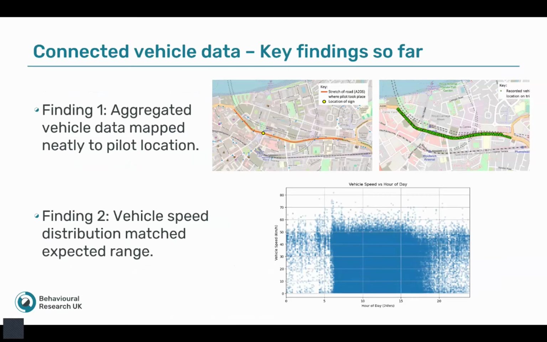So key findings so far, and we're working on publishing this by the end of the year, but it's all currently being looked at. So the first finding is that the aggregated data from, remember, I'm only talking about the telematics data now, maps really neatly to the pilot location. You can see all the data points on the map on the right there. We also find a distribution of speeds that we would expect to see on this type of road. So lots of very slow traffic when the traffic is congested, but also lots of occasions when there is free flow conditions for people to choose their own speeds as well. Next slide, please.